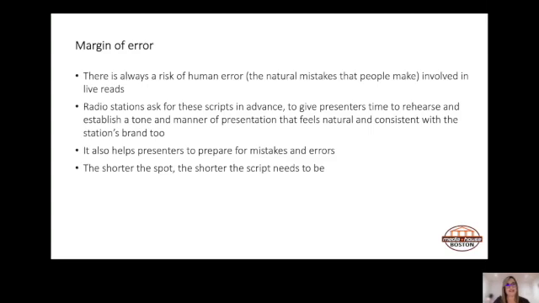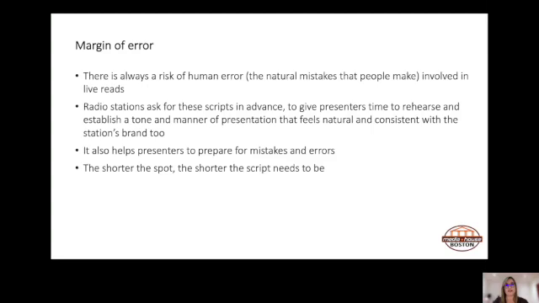And this can come across in live reads. Radio stations attempt to mitigate this risk by requesting scripts well in advance. This gives presenters the time to rehearse and establish a tone and manner of presentation that feels natural and consistent with the radio station's brand too. It also helps presenters to prepare for mistakes and errors. If something does go wrong in the live read, it can be dealt with appropriately.